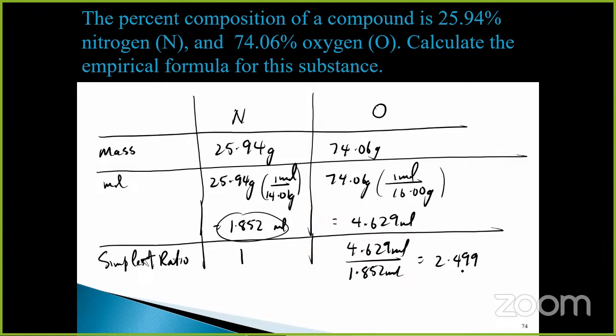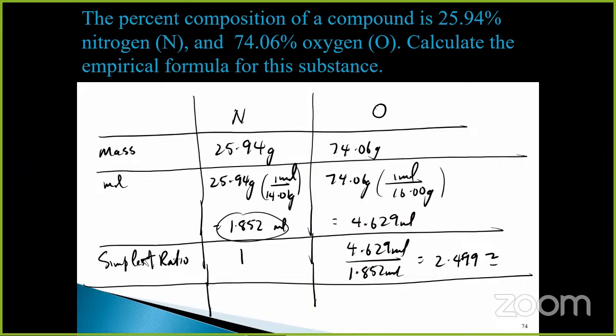2.499. Now, unlike what we did in the previous example, we cannot simply round this off to the nearest integer, because 2.499 is too far from the nearest integer. So what we have to do is figure out, in another step, what we multiply this number by in order to convert it into an integer. Now, 2.499 is very close to 2.5.